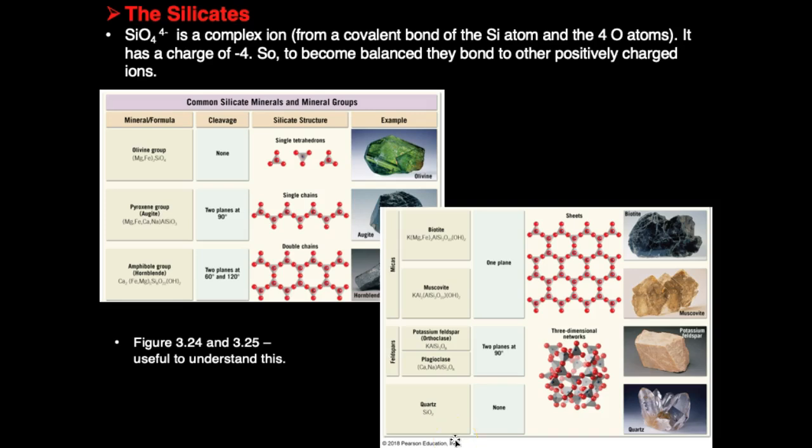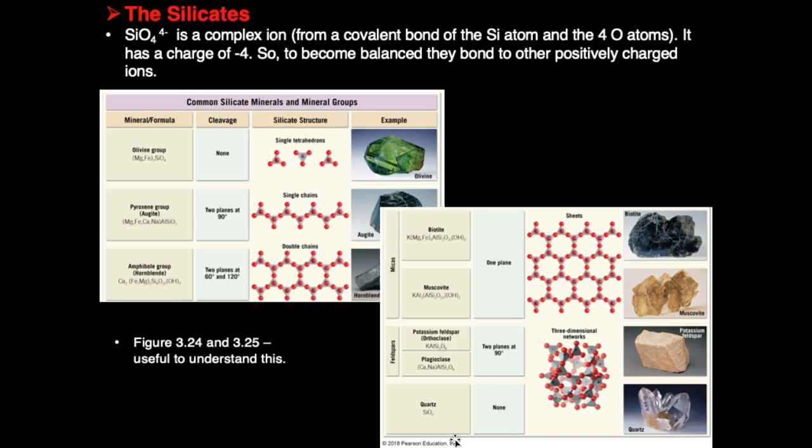All right, so silicon oxygen tetrahedrons can link to each other in a variety of configurations as well. This process is called polymerization, and it happens by sharing 1, 2, 3, or all 4 of the oxygen atoms with adjacent tetrahedrons. Many of these tetrahedrons then join to form single chains, double chains, sheet structures, or 3-dimensional frameworks.